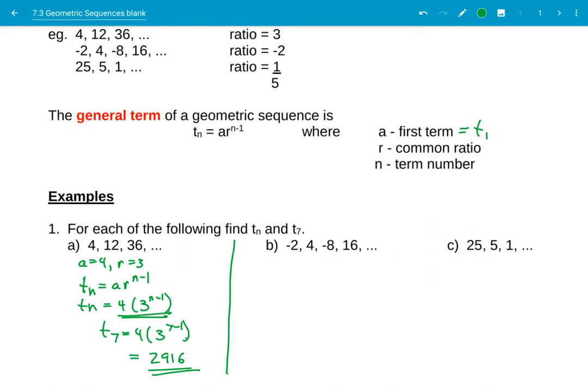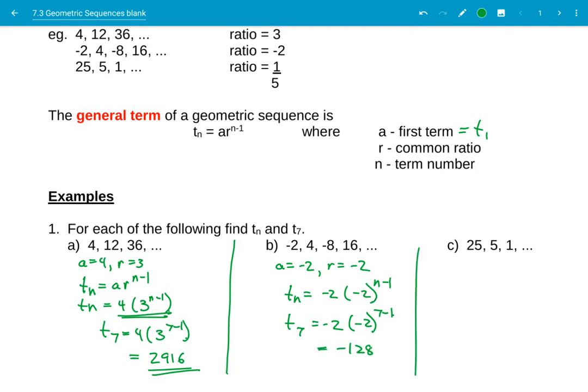Pause the video. a is -2, r is -2. So Tn is -2 times -2 to the n minus 1. T7 then is -2 times -2 to the 7 minus 1, which is 6. That gives -128.